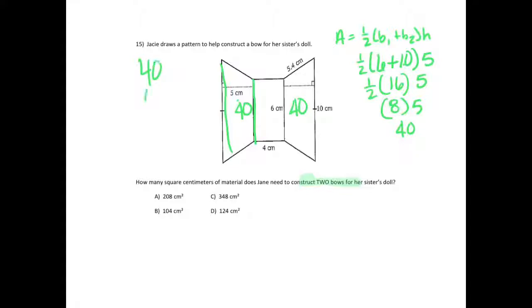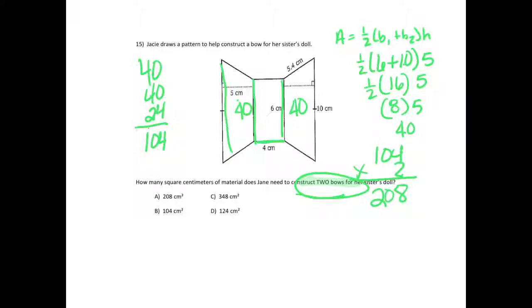So we're going to get the total area here in just a minute. And then we have our last rectangle, which is 4 times 6, which is 24. So we have 40, 80, 104. But we need it for 2 bows. So we're going to do 104 times 2, which is 208. There's your answer choice A.